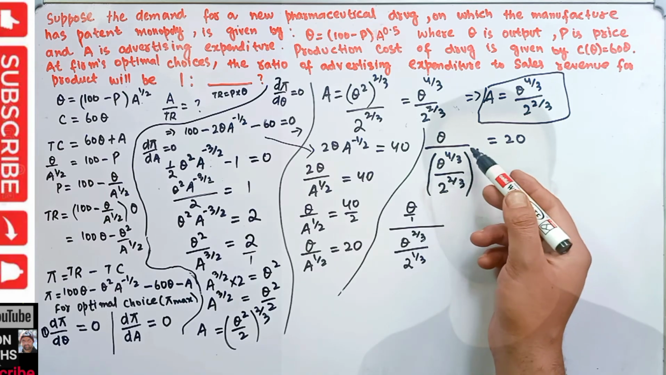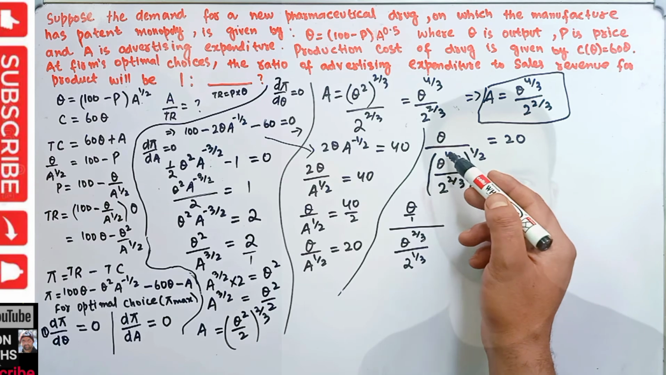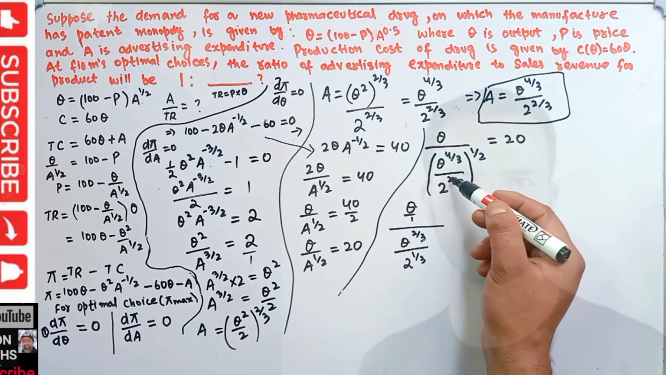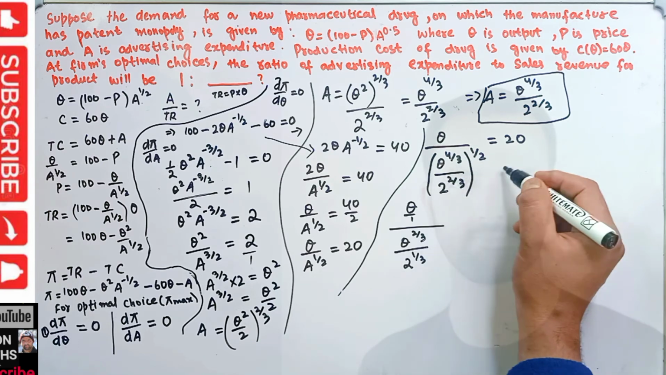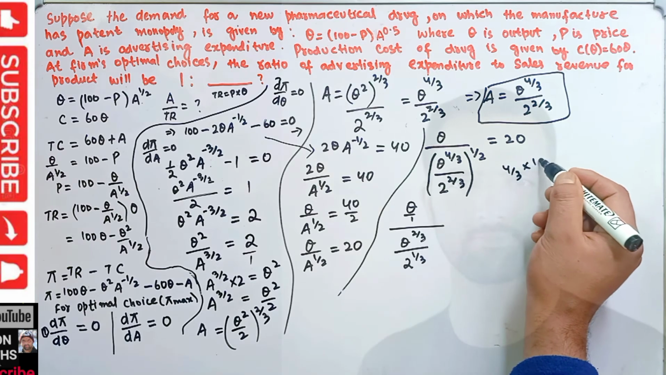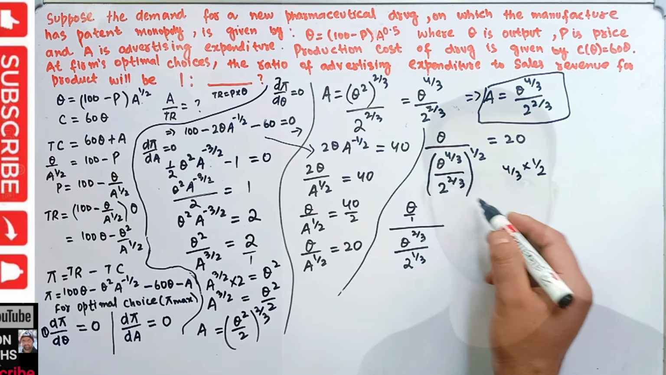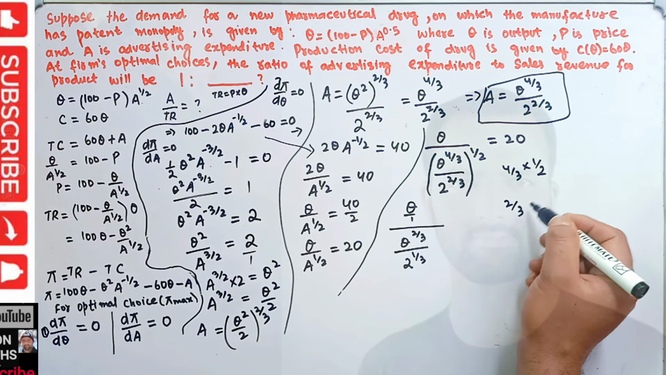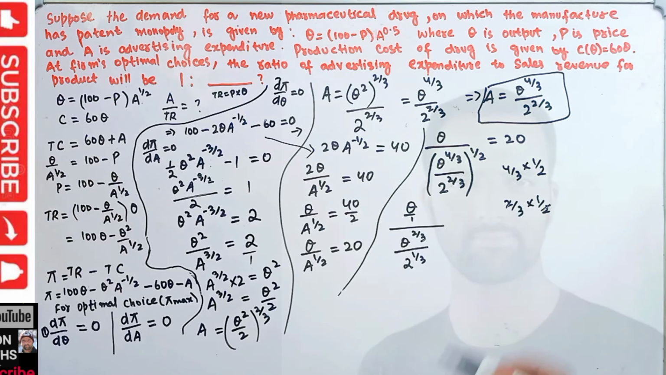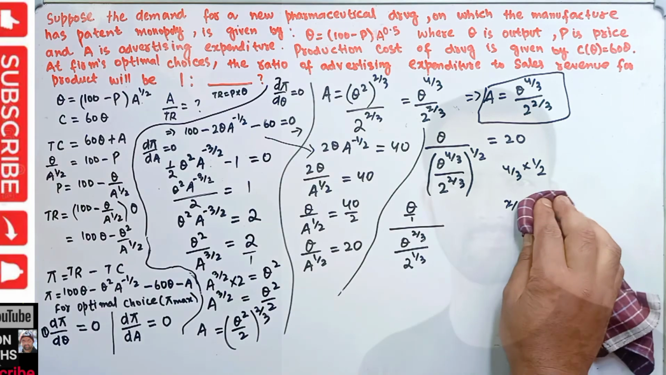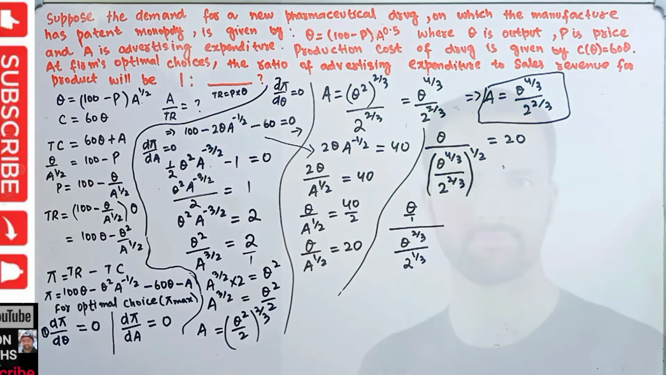If I expand, this will get multiplied to this very exponent on the numerator and this exponent to the denominator. Actually it is 4 upon 3 into 1 upon 2 for this very thing, and here we have 2 upon 3 into 1 upon 2. I'm just trying to give you the explanation. I hope you know this mathematics.